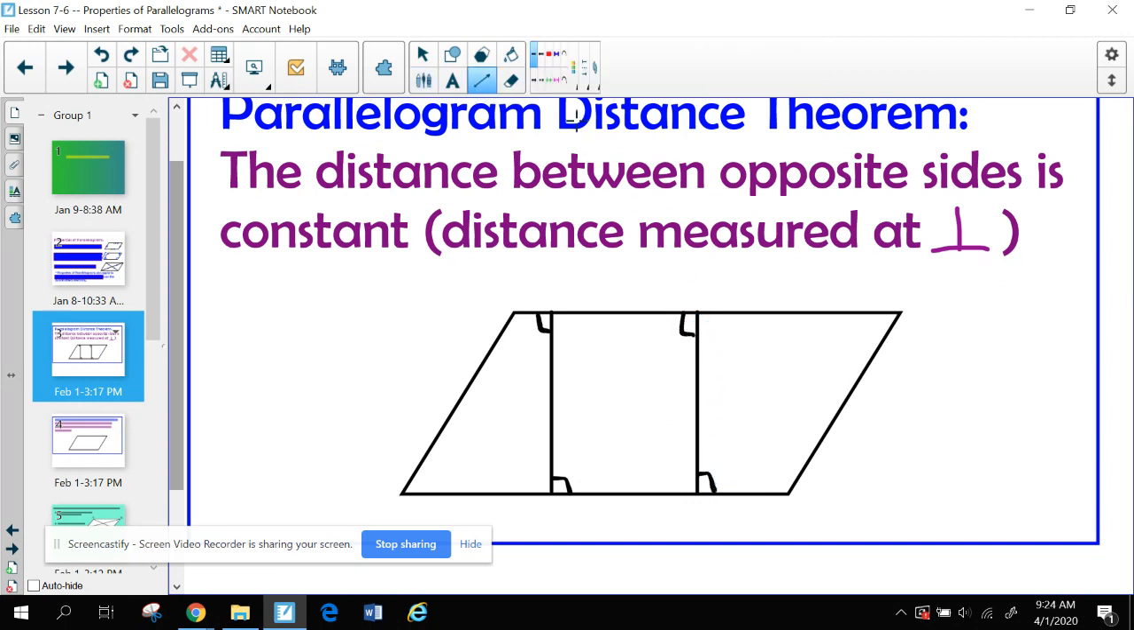That includes if I were to draw the height or the altitude out here. If I continue this with a dashed line, this would be 90 degrees and 90 degrees. These all have to be constant. They all have to be congruent to one another.